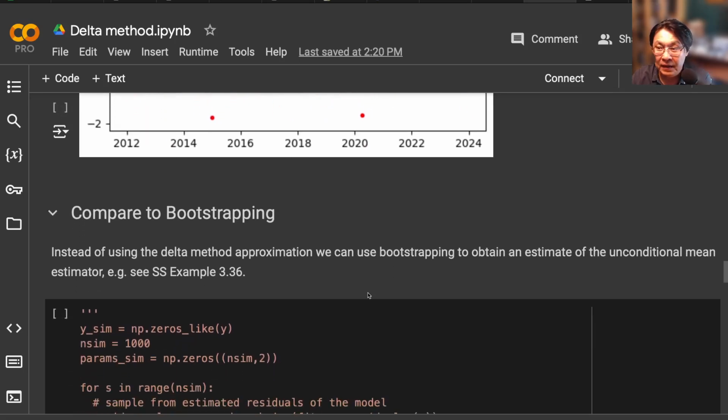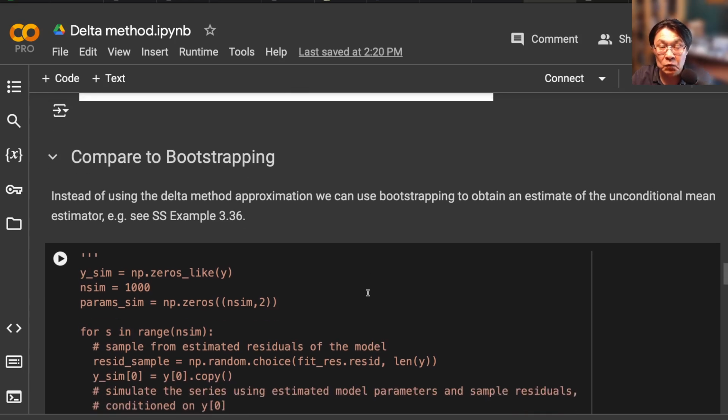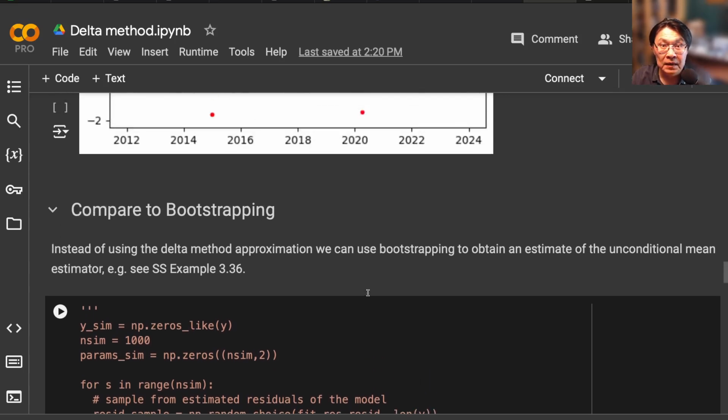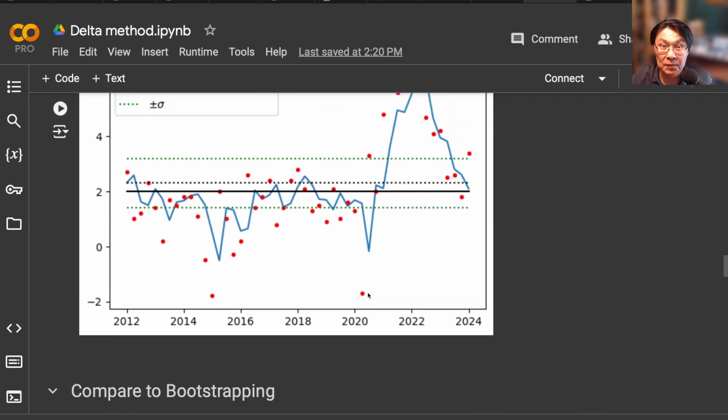Okay, now let's compare this result to bootstrapping. I said that the delta method is an approximation, and bootstrapping sometimes can be a better approach, right?